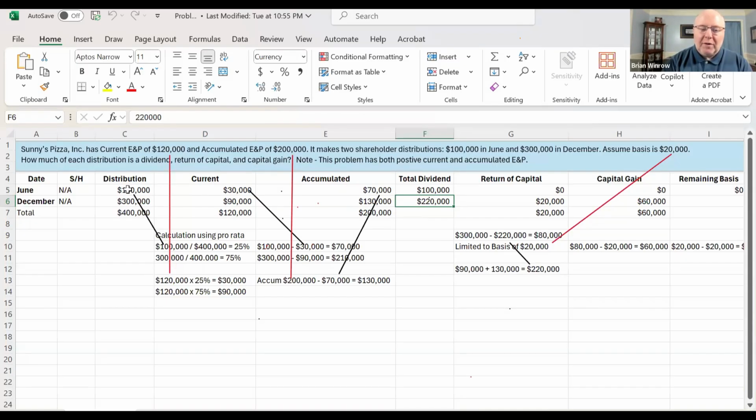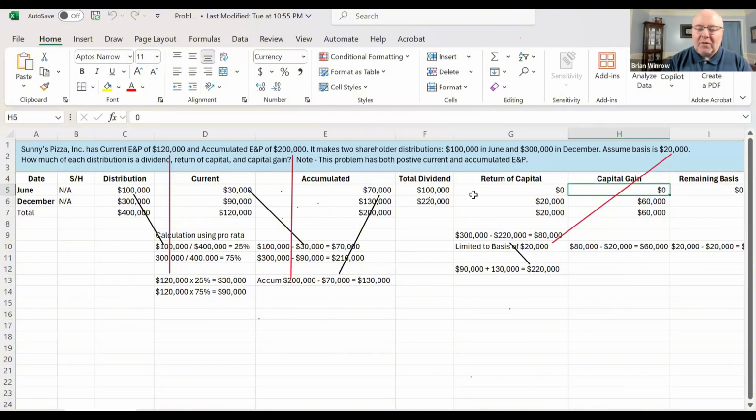Well, if we look here, we knew we had a $100,000 distribution. We've handled all of it. We had a $300,000 distribution in December. We've only handled 220. We still have $80,000 remaining. So in June, since we dealt with just dividends, there's no return of capital. There's no capital gain. The basis is not affected. It's zero there. So we didn't have any impact on our basis.